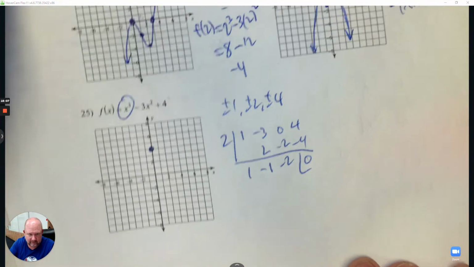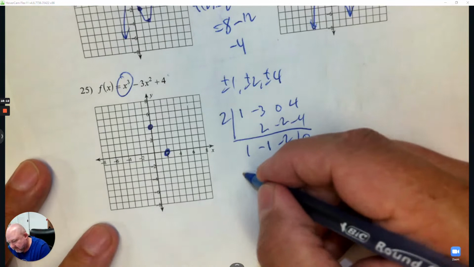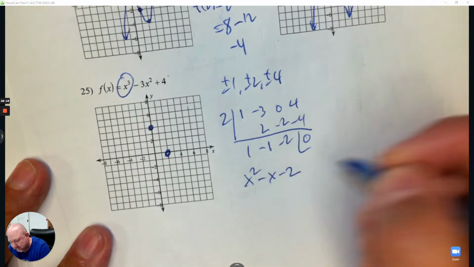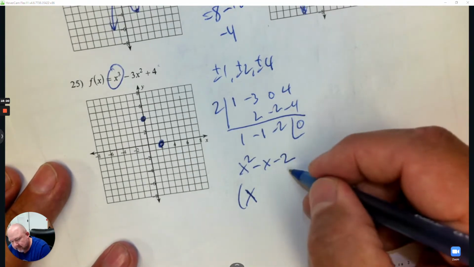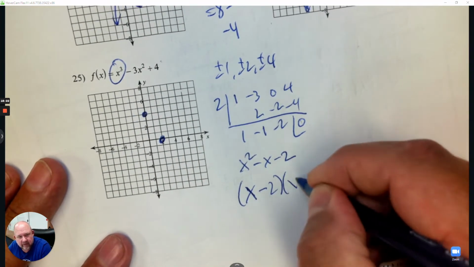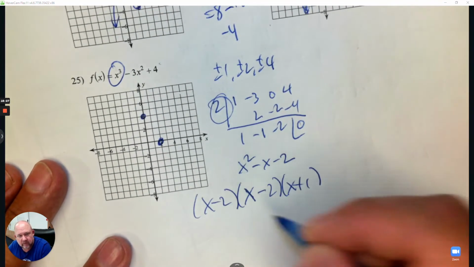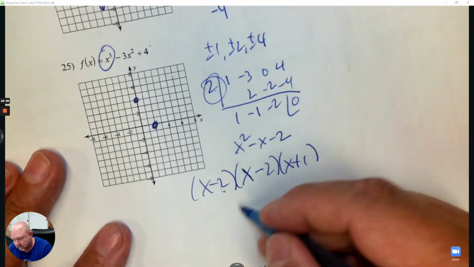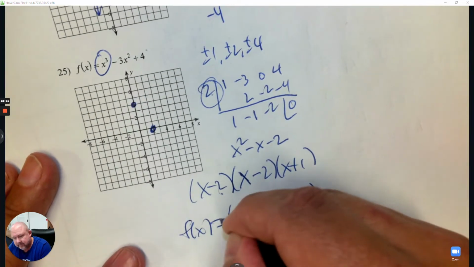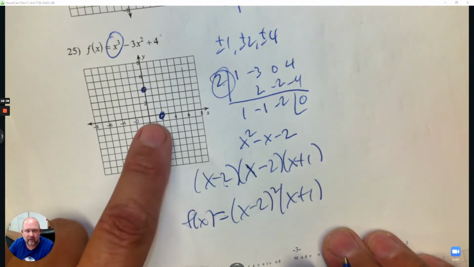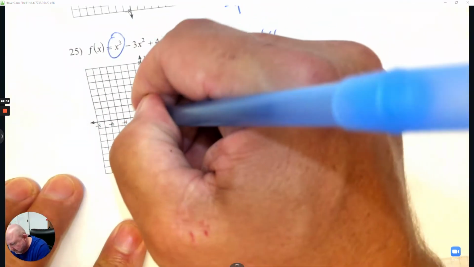So 2 goes into it evenly. What's left is x squared minus x minus 2. That is negative 2 and positive 1. Now, this is also x minus 2, right, if you change it into a factor. So this is really (x minus 2) squared times (x plus 1), and we factored it. So at positive 2, it bounces, it doesn't cross over. And then we have one at negative 1, and there you go.